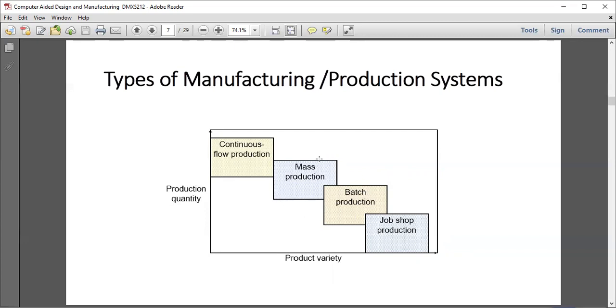In mass production, we produce the same type of product, so product variety is low and product quantity is high. And in continuous production, it's the same kind of product continuously changing from raw material to finished product through a process. So in this type, the product variation is zero actually, or very low, and product quantity is high. So remember this as well, with the definitions and categories.